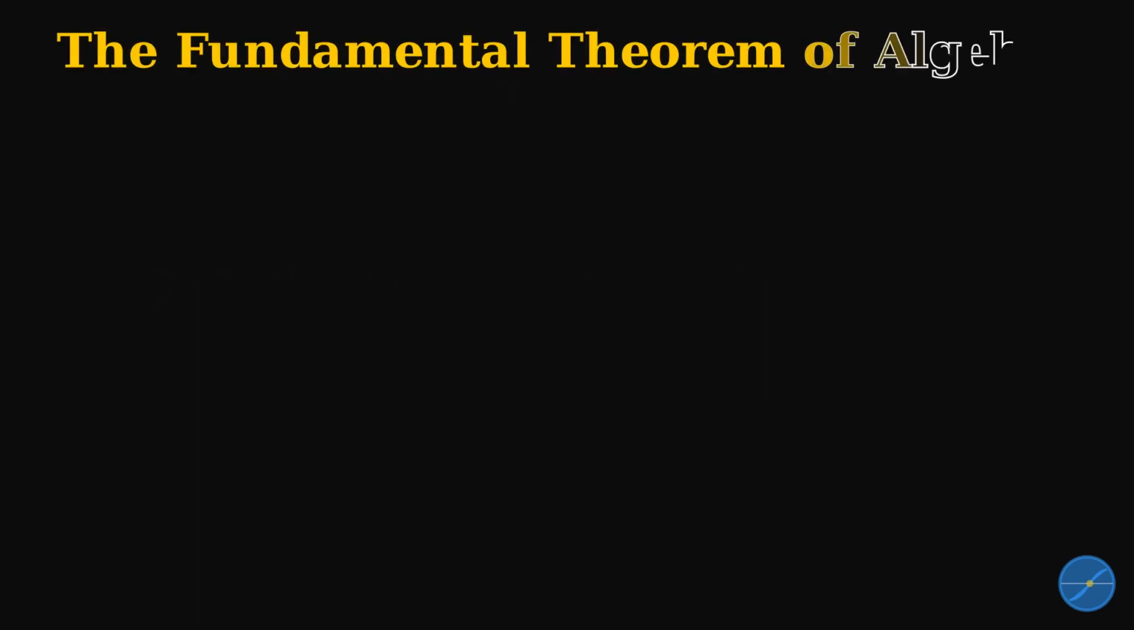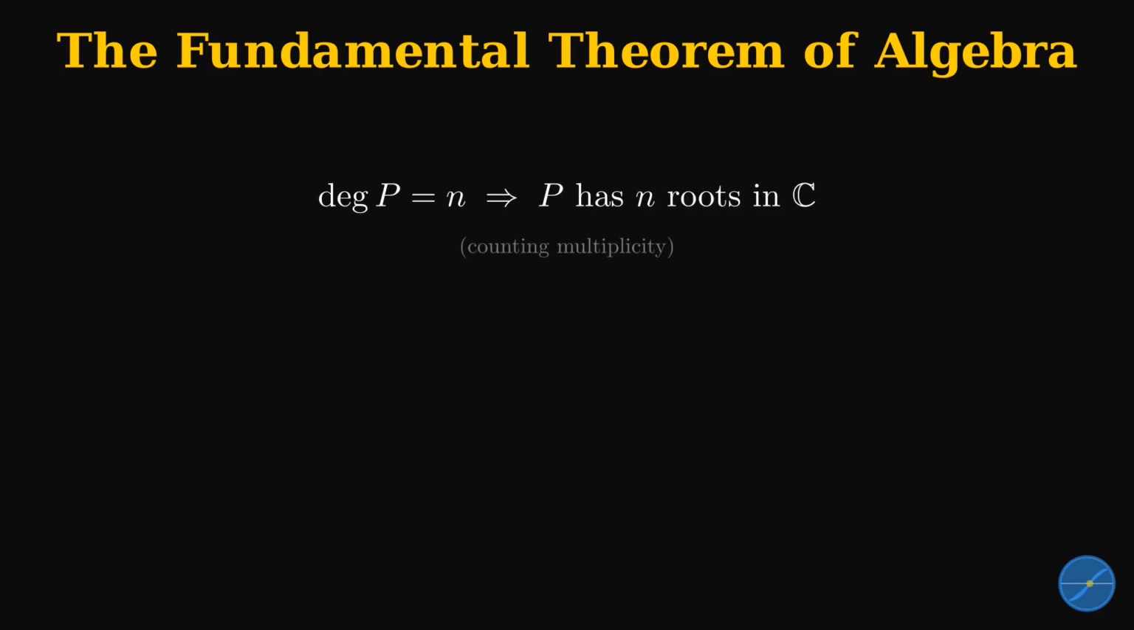First, the promise we are working toward. Every polynomial of degree n, with n at least 1, has at least one root, possibly complex. Apply that repeatedly, and a degree n polynomial has exactly n roots in the complex plane, counting multiplicity.